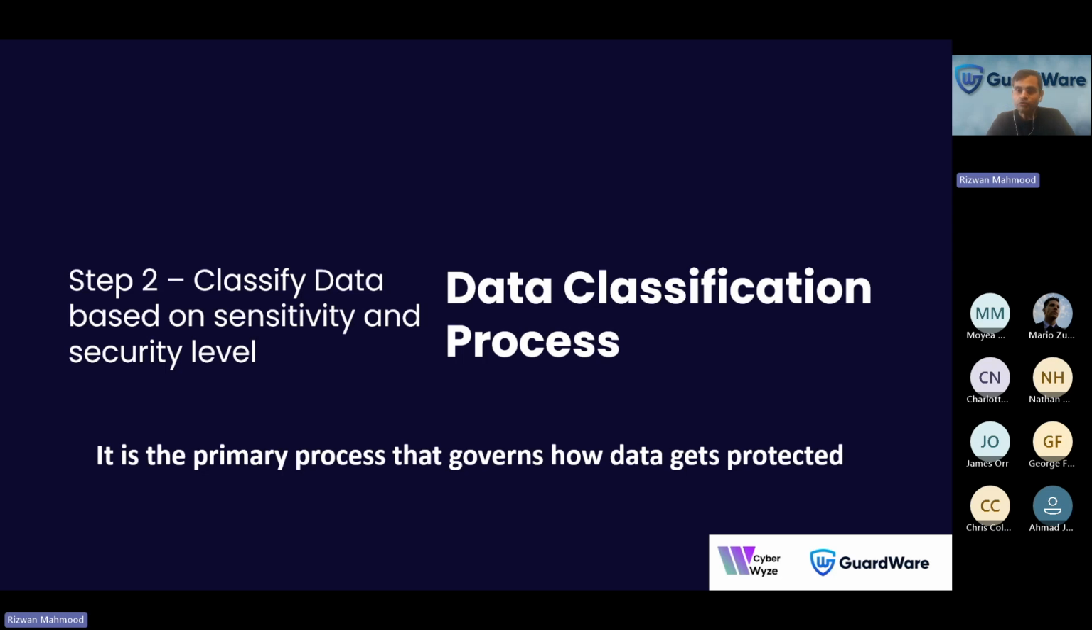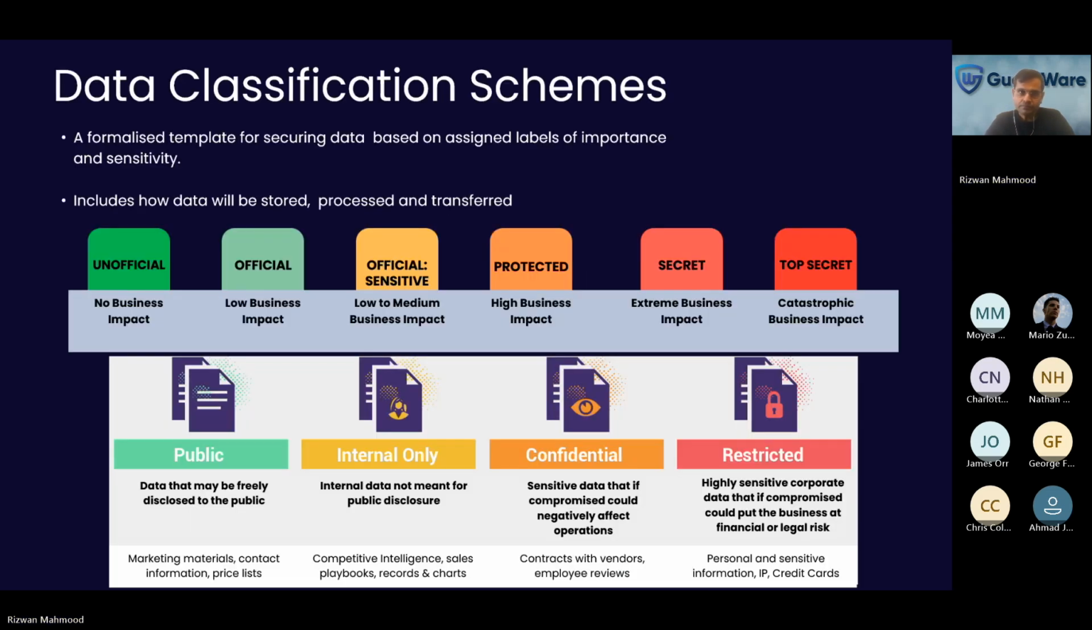But how do you do classifications? This is done using classification schemes, which are basically templates. For example, here you can see two classification schemes. The top one is what the Australian government uses, and the one at the bottom, public, internal use, confidential, is a standard corporate version of a classification scheme.